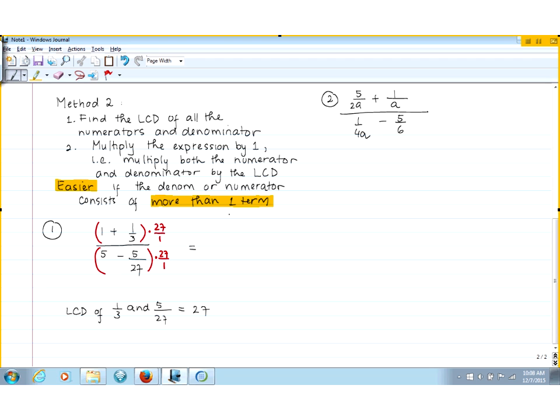So now I can write them separately. So like this: 1 plus 1/3 divided by 5 minus 5 over 27. I'm going to multiply each one of them by 27. All right, so what do we have? Well, this one cancels. 27 divided by 3 is 9. 27 divided by 27? Cancel.